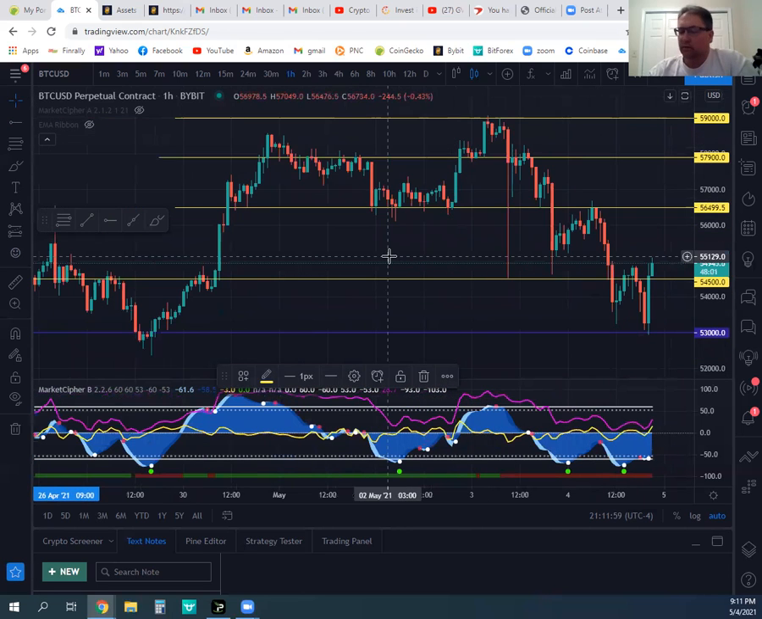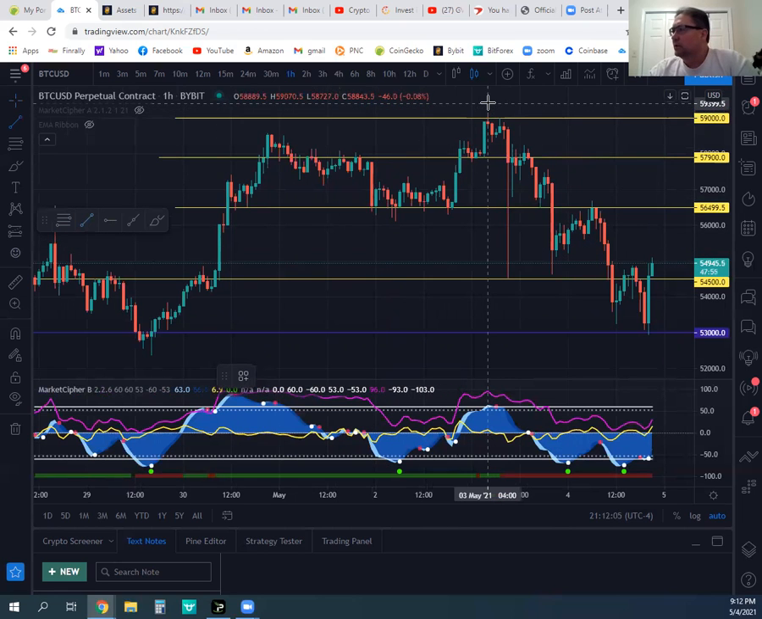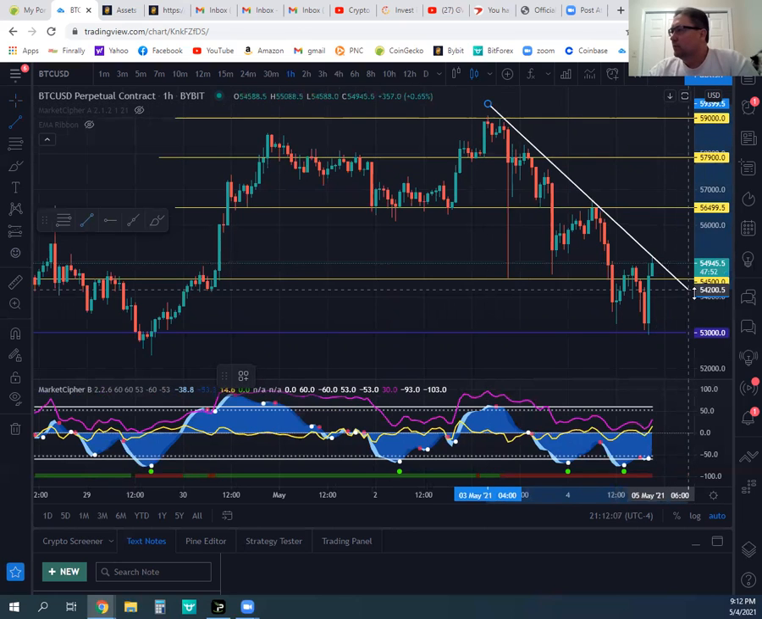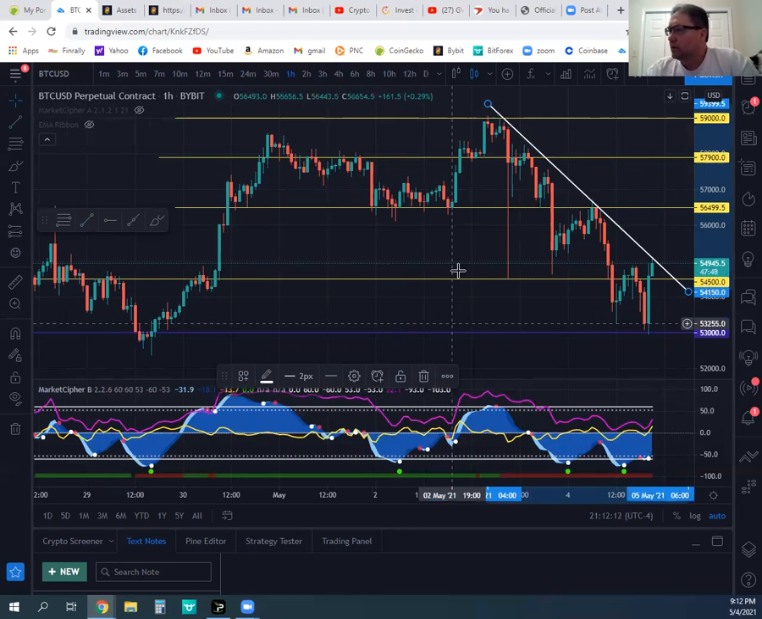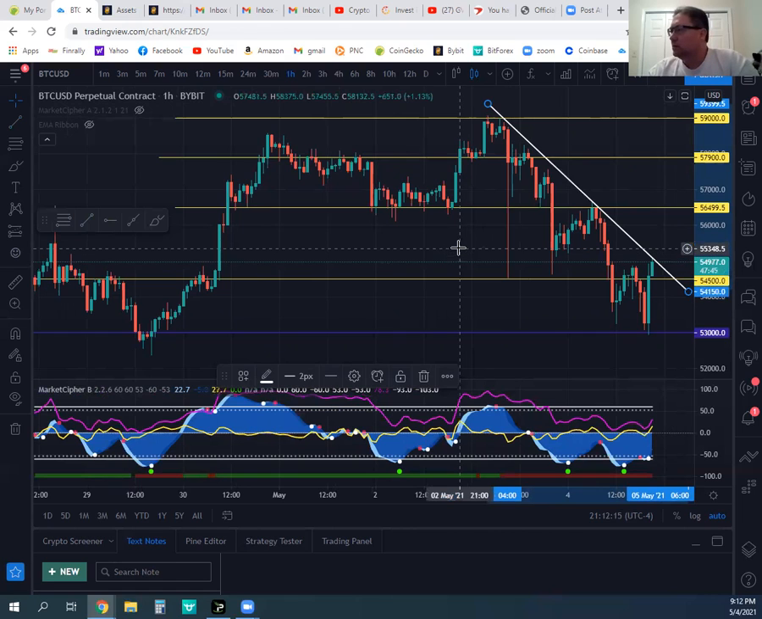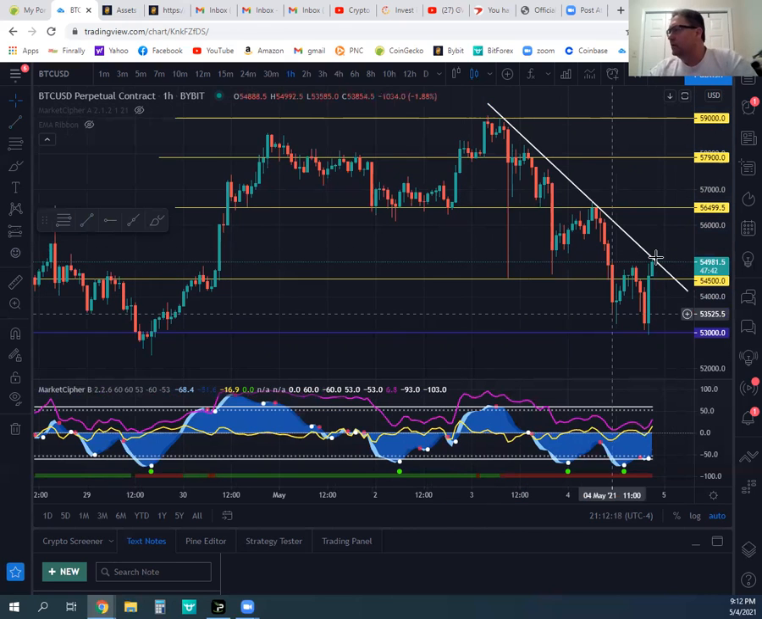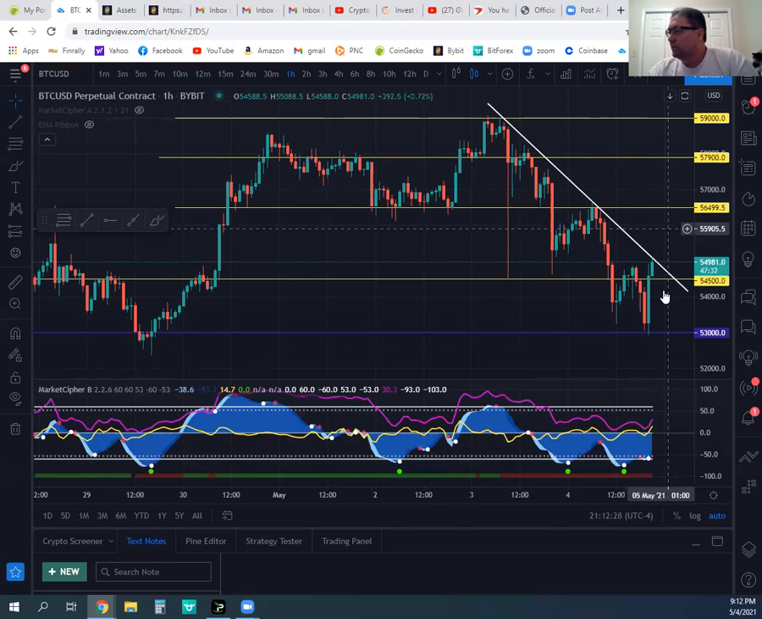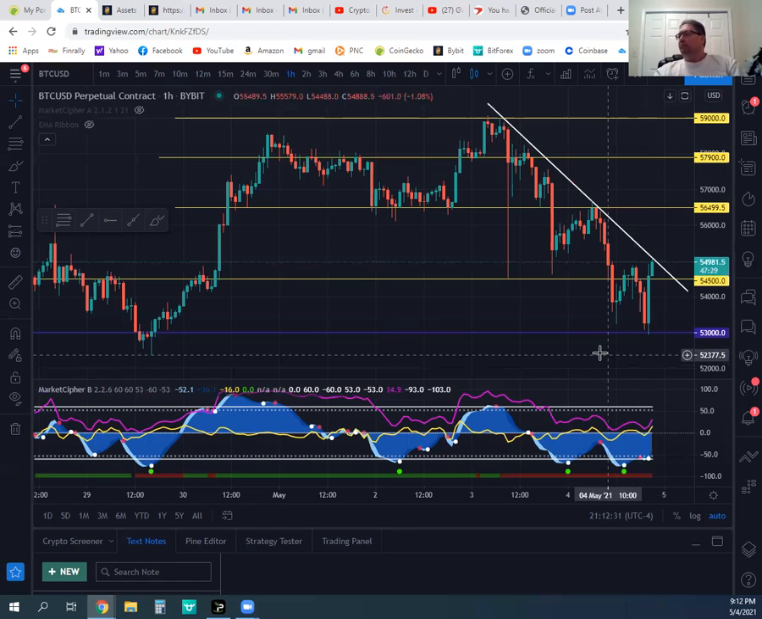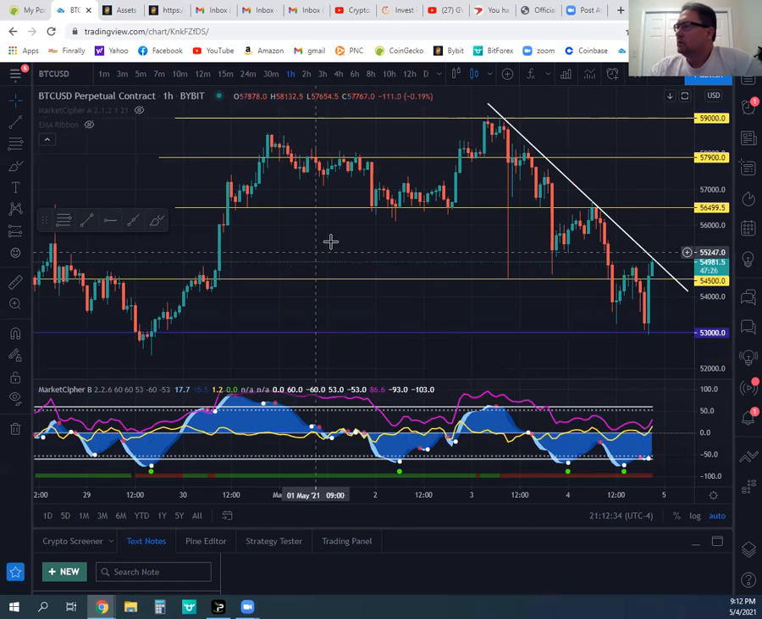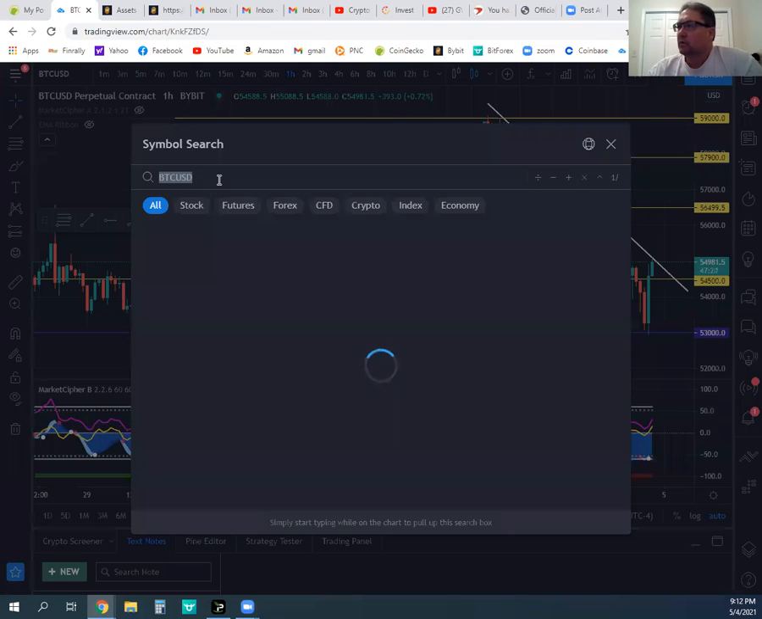Now let's look at some trend lines. Support and resistance on trend lines. We have one coming down. We are bucking up against this one right now. Price is at 54, almost 55,000. If we break that trend line, this could be a good buy. Let's go over to Ethereum.